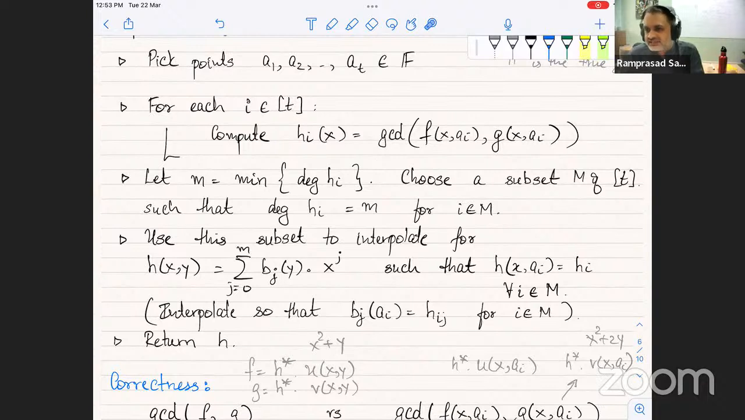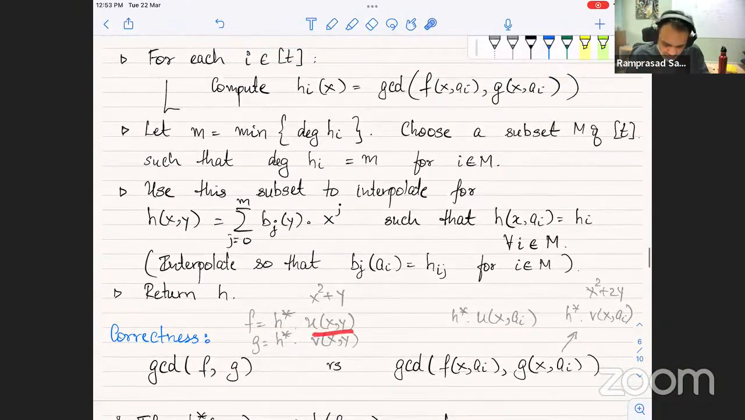And this is really where the resultant comes into the picture, because it lets you quantify when this can happen. When can it be the case that u of x comma y and v of x comma y didn't have a GCD, but suddenly when I make the substitution, it does have a GCD? Can I exactly tell you what AIs are bad and what AIs are good? That's where the resultant comes in.